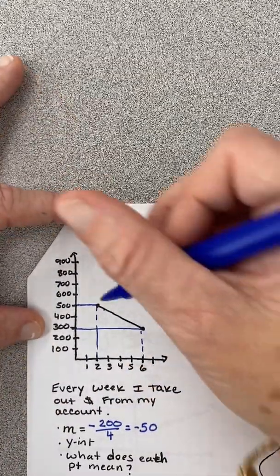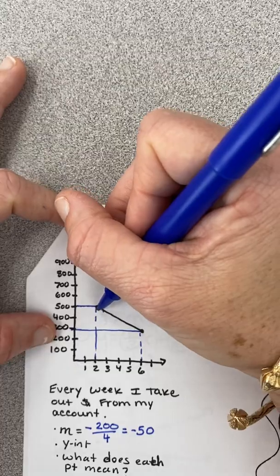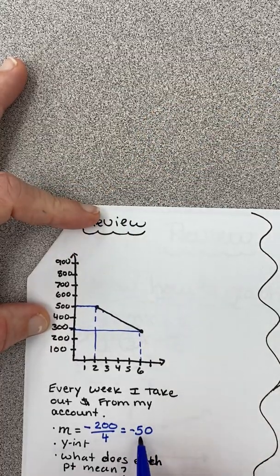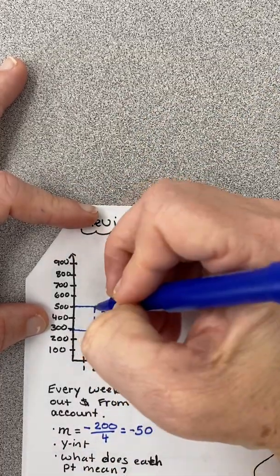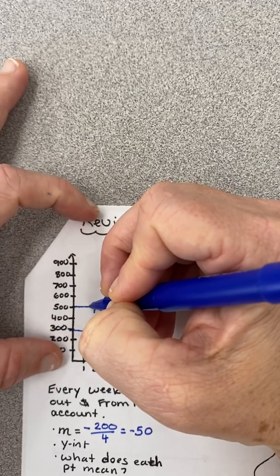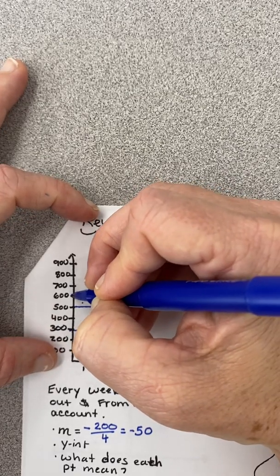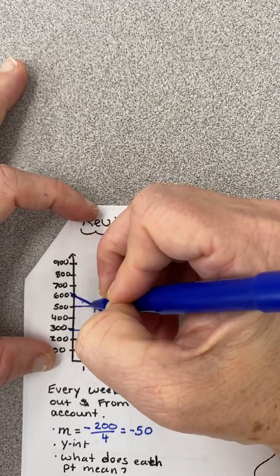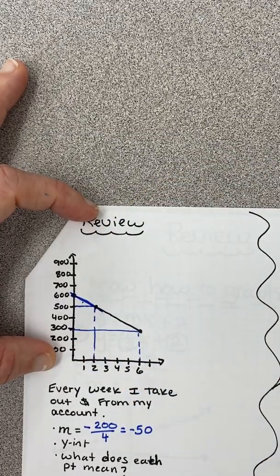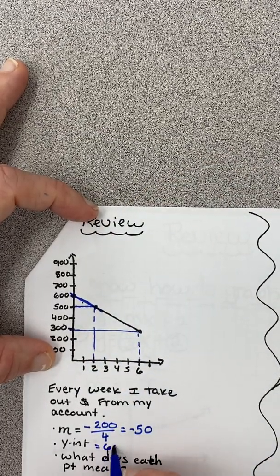Now for my y-intercept, I know my slope, so every time I moved over 1 unit this way, it should go up by 50. So that's going to get me to go up by 50, and that looks right. If I were to extend that line, it would go through 600. So my y-intercept is 600.